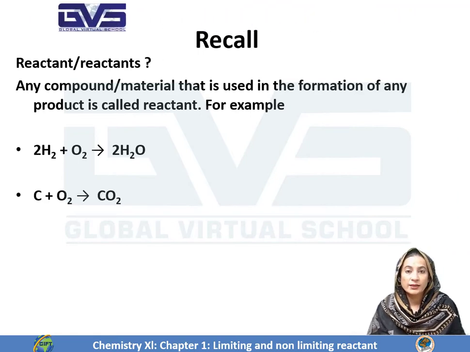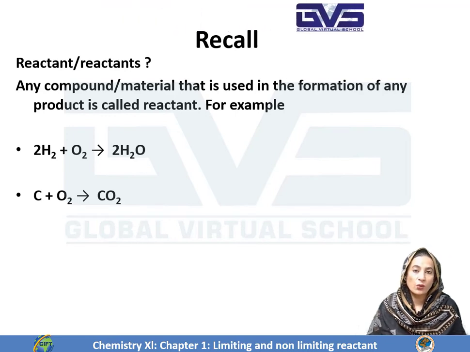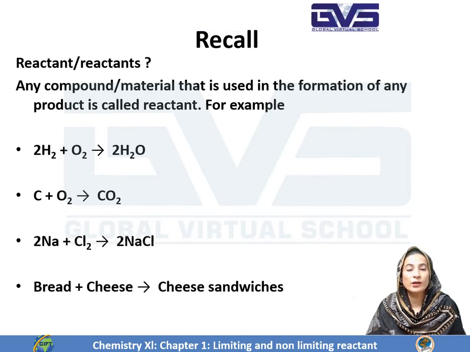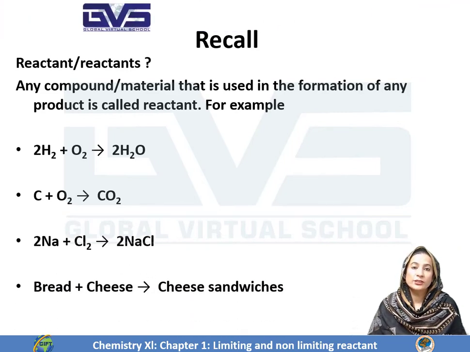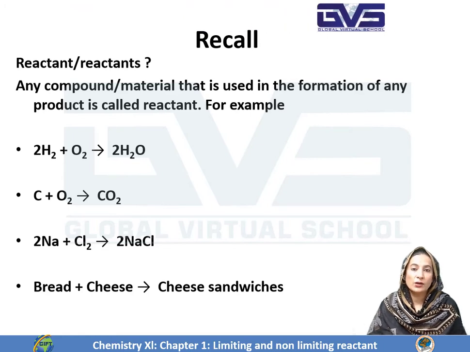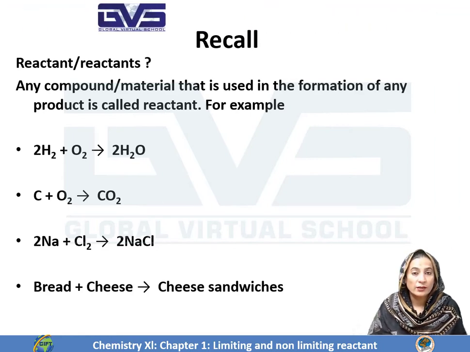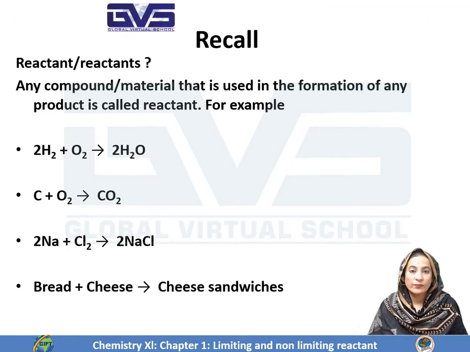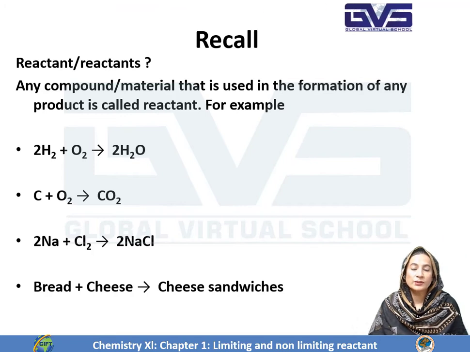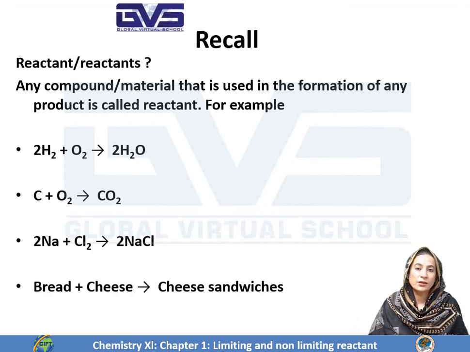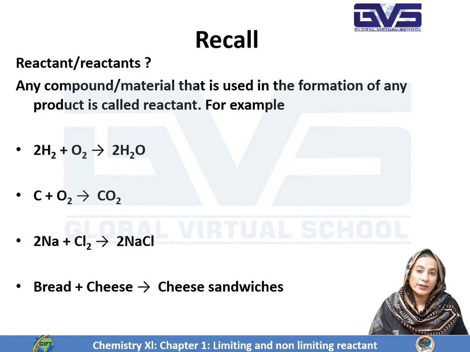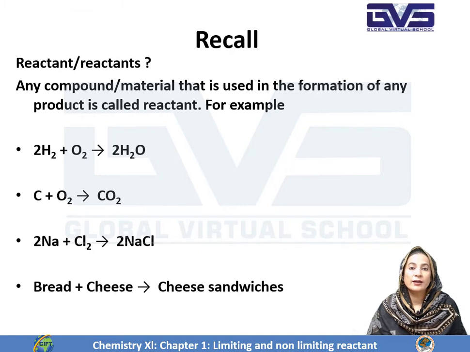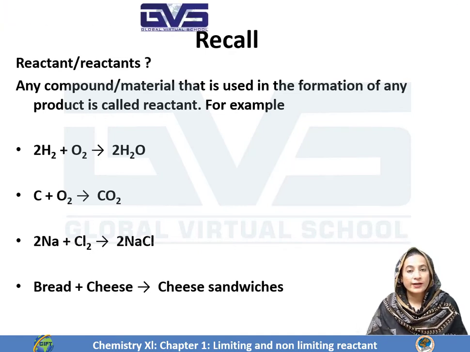Formation of carbon dioxide is formed with the help of carbon and oxygen. So carbon and oxygen both are reactants. Similarly, formation of sodium chloride, that is table salt, is formed with the help of sodium metal and chlorine gas. So these are the reactants. Similarly, for formation of any product in the kitchen, like burgers or cheese sandwiches, the ingredients that are used to make the final product are called the reactants. So hopefully reactants are now clear.